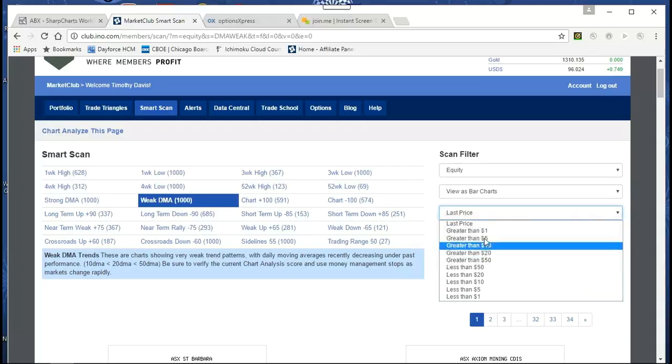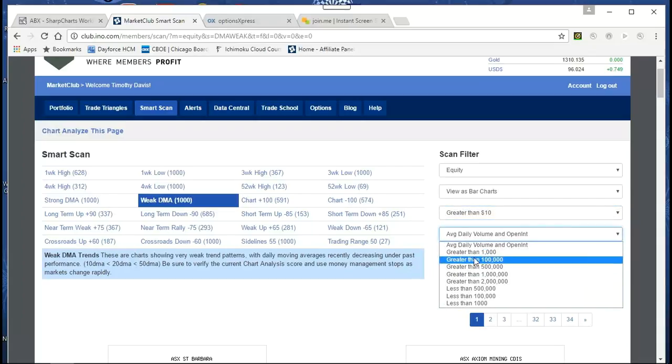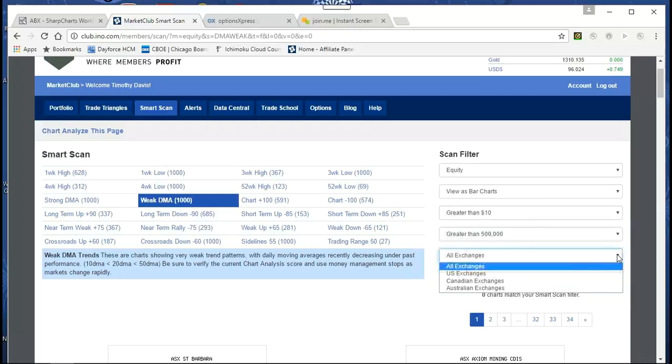I don't search too many penny stocks here, so I only bought a little bit. Prices greater than $10. You can view daily volume and open interest. You can view volume greater than 1,000, and so on and so forth. I'll use mine and leave it at 500,000. You can view all exchanges or U.S. exchanges. Just keep it at U.S. exchanges. And click on 52-week high.